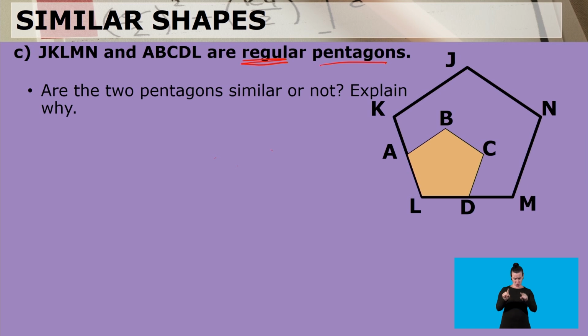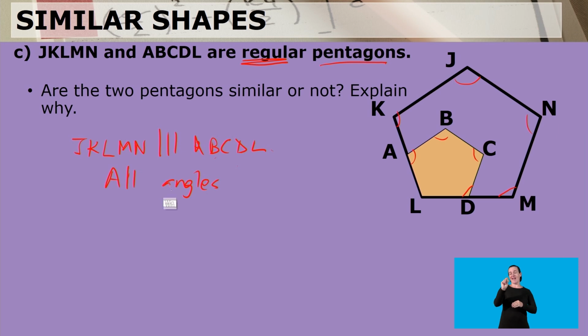By virtue of them being regular, it means that angle J equals angle B, and angle N equals angle C, and angle M equals angle D, and angle A equals angle K. And of course, angle L is common. So all the angles are equal. By those angles, we are then saying JKLMN is similar to ABCDL because all angles are equal. Now I'm writing: all angles are equal.